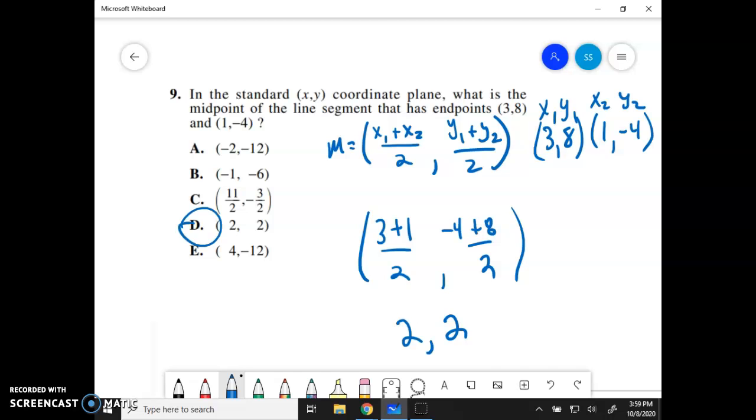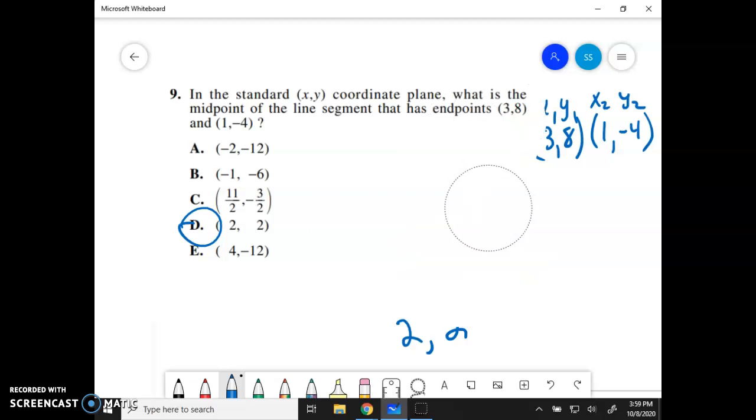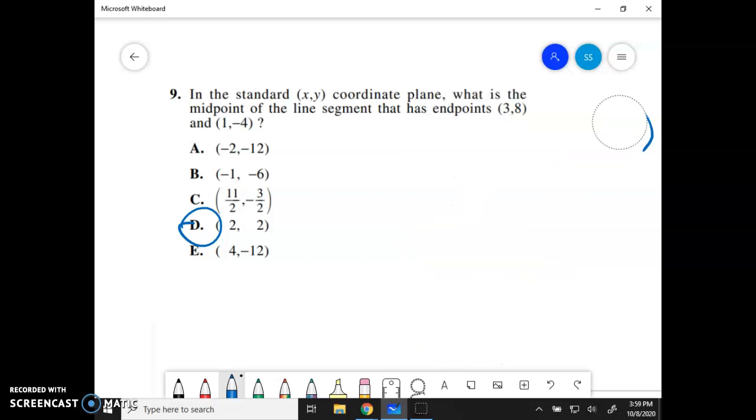All right, now I'm going to go ahead and erase this. What if you didn't remember the midpoint? Totally out of your mind, couldn't remember. Could we still figure this out? Well, if you didn't remember, you certainly could take the time to kind of just guesstimate here.